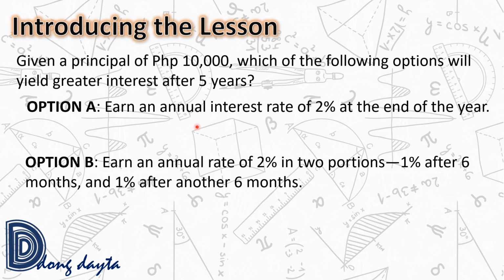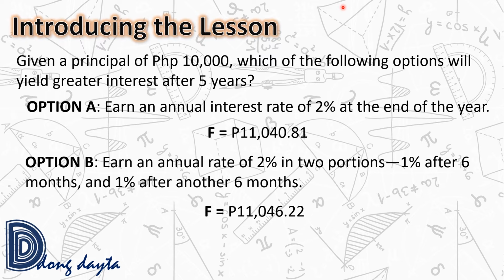Let us summarize the result. For option A, the principal of 10,000 pesos has become 11,040 pesos and 81 centavos after 5 years. For option B, the final amount is 11,046 pesos and 22 centavos. Option B will give the higher interest after 5 years. If all else is equal, a more frequent compounding will result in a higher interest, which is why option B gives a higher interest than option A.